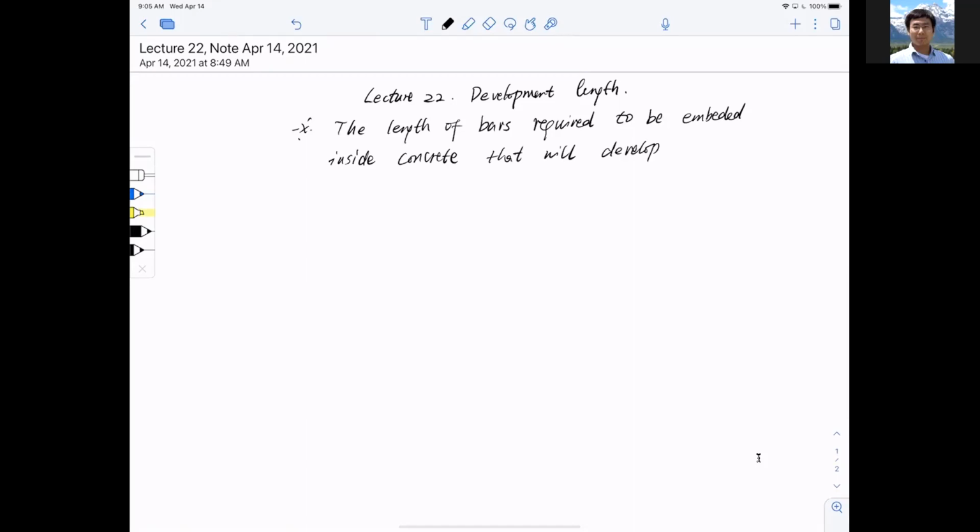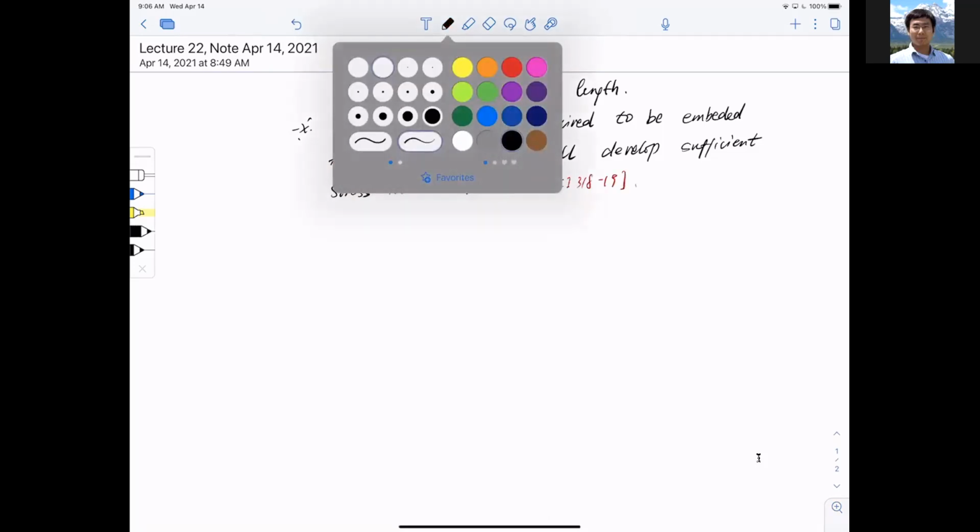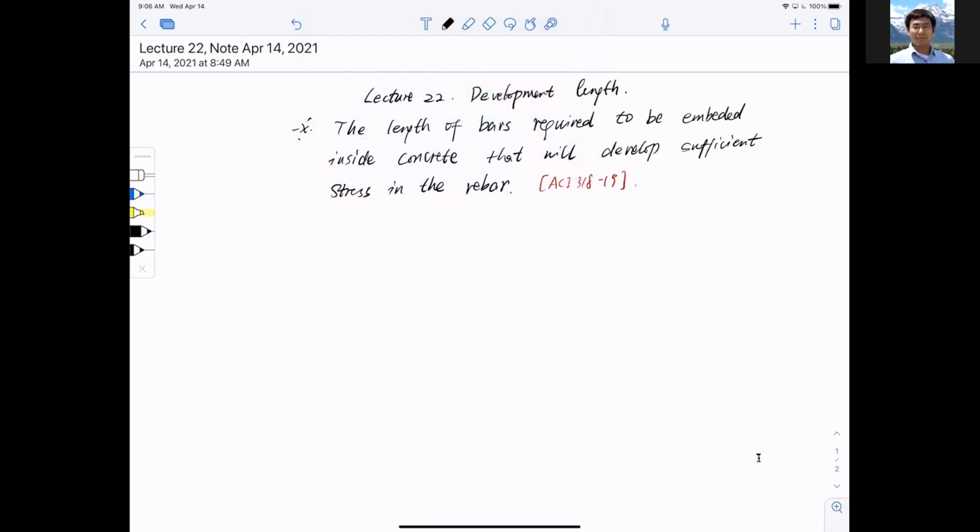develop sufficient stress in the rebar, in the bar. Well, that is a mouthful, right? What does it mean? And of course, this is by ACI 318-19. So what does it mean is that if you think of a cross section of a beam, right?